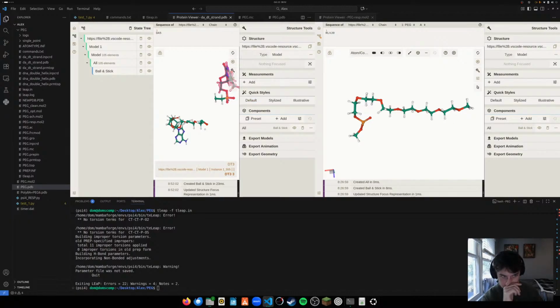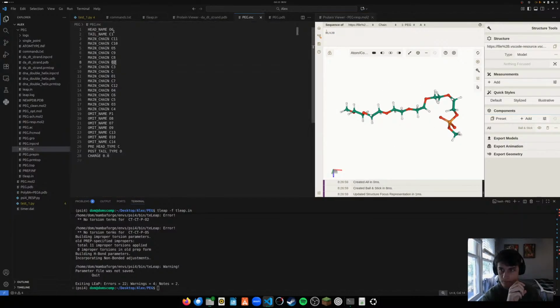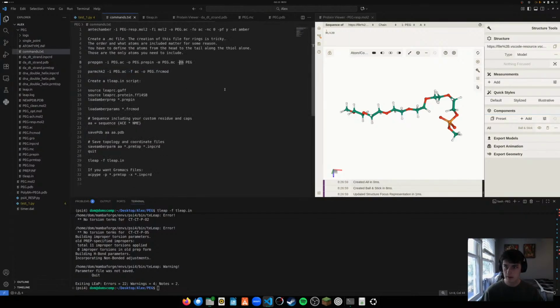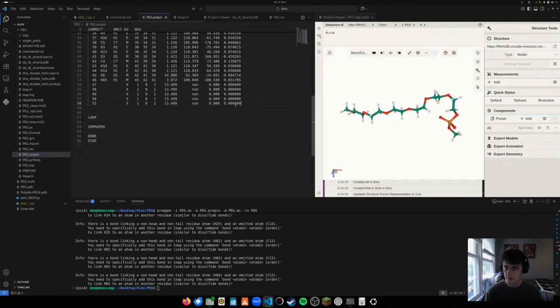And it looks like we need to define the tail to be O10. Or sorry, the tail needs to be O6. So we could just, yeah, I think we switch these around. And this goes C1. So let's run through the commands again and see what it looks like. So we got that. Still got these nans, which is concerning.